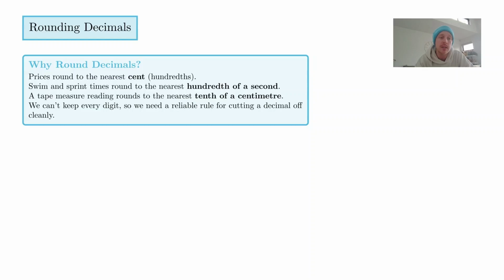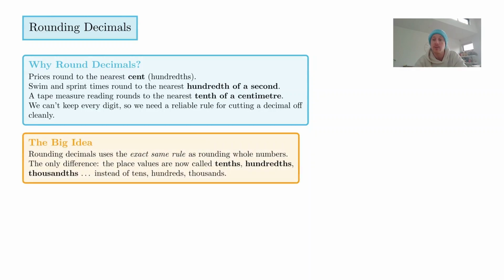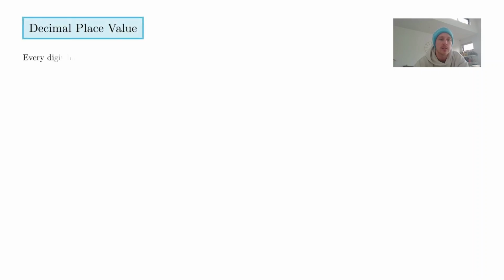Swimming and sprinting times are generally rounded to the nearest hundredth of a second, and things like tape measures round to the nearest tenth of a centimeter, for example. So we can see the importance of this in our everyday life, and that's what we're going to talk about. Hopefully by the end of this, we'll be able to round decimals effectively. We're going to do a bit of a tricky example as well. And just like when we're rounding whole numbers, rather than having hundreds, tens, thousands and ones to the left of the decimal, now we're talking about tenths, hundredths, thousandths, tens of thousandths, and we're going to have a little bit of a picture as well to hopefully visualize the size of these things.